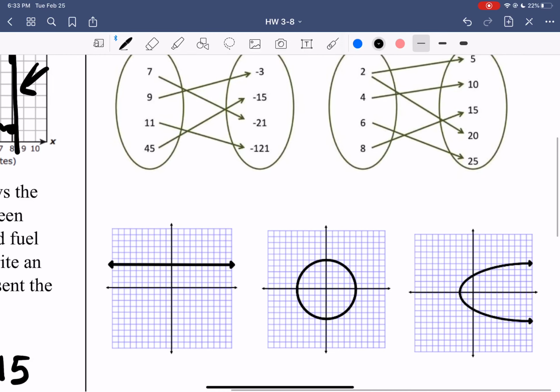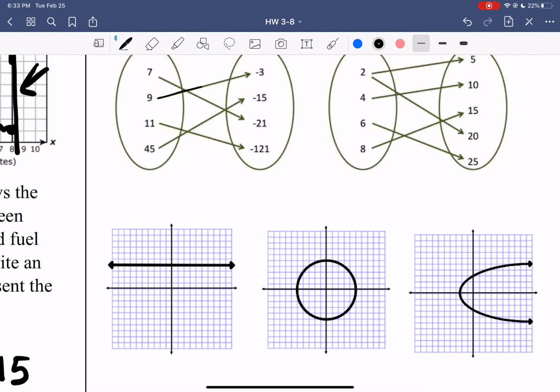Okay, we're looking here. So we have a 9 going to a 3, a 7 going to a 21, 11 going to 121, and 45 going to negative. Sorry, I forgot the negatives on there. But we have 4 different x values that all go to different y values, so we're okay.